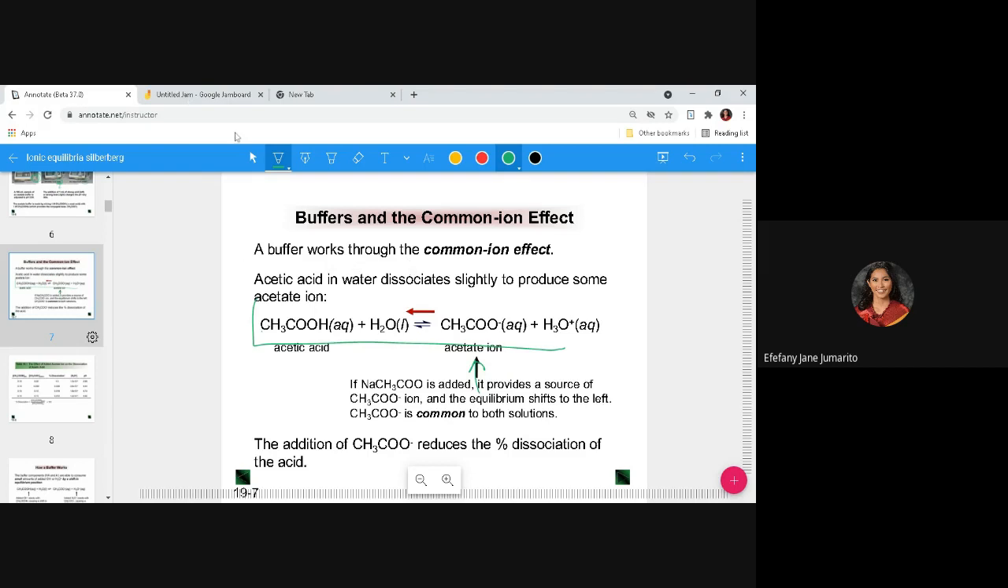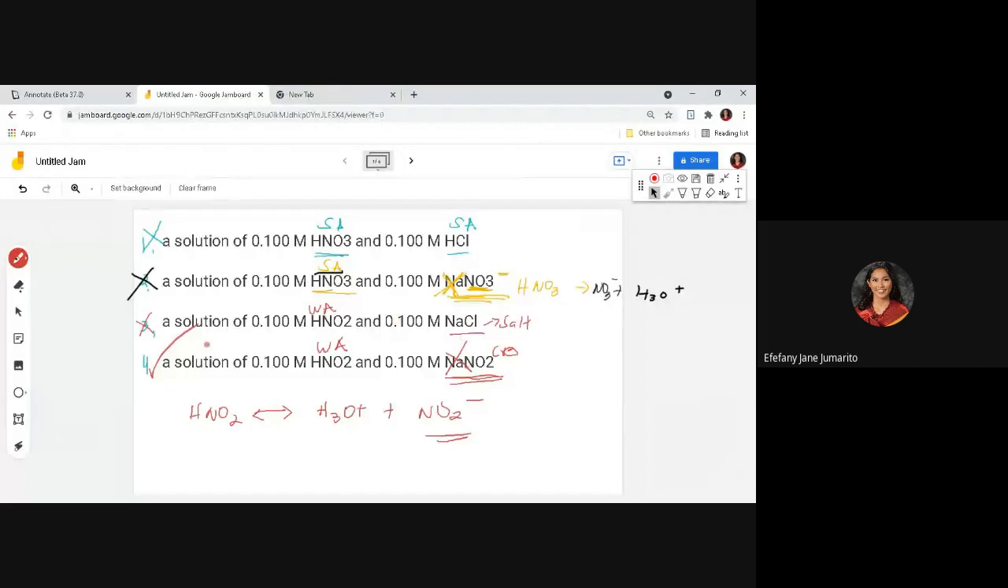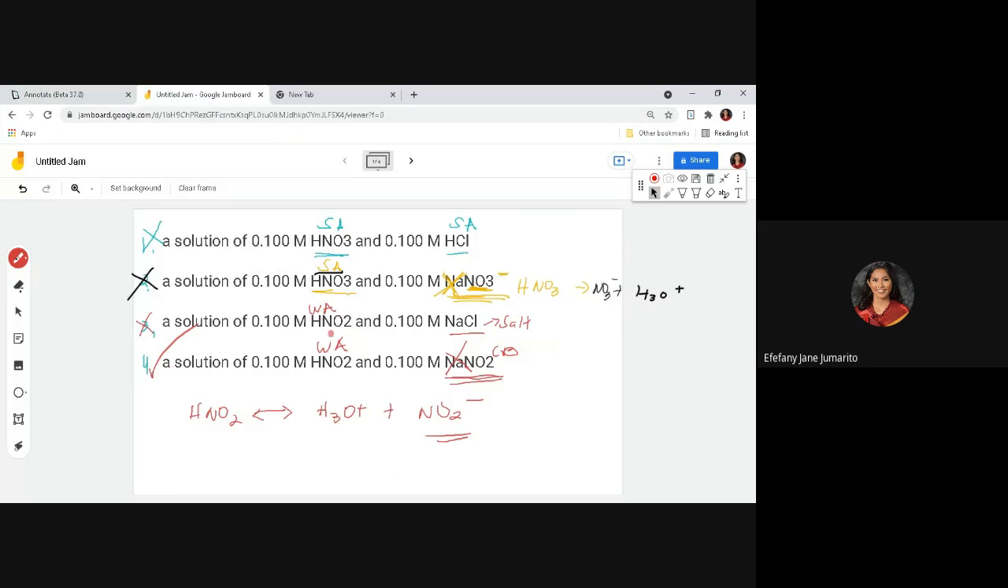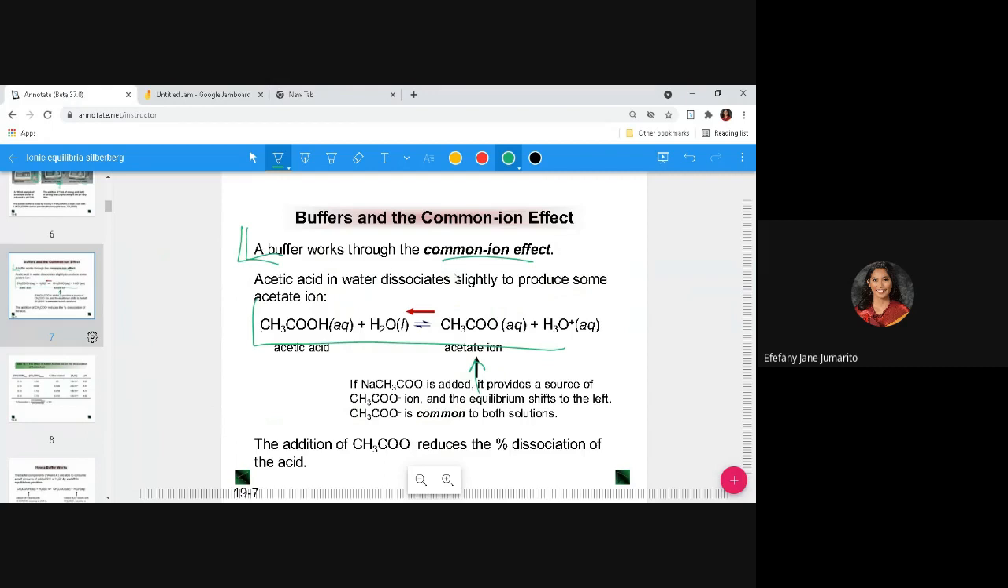Now, again, here, NaCl. This is the best example in this sentence. Buffer works through common ion effect. Now, HNO2, again, NaCl is not the common ion with NO2. So that's why this is not a buffer. Now, if we have number 4, HNO2, NO2 is common to the weak acid, so that's why it's common ion effect. What you add is just common to what is already there.